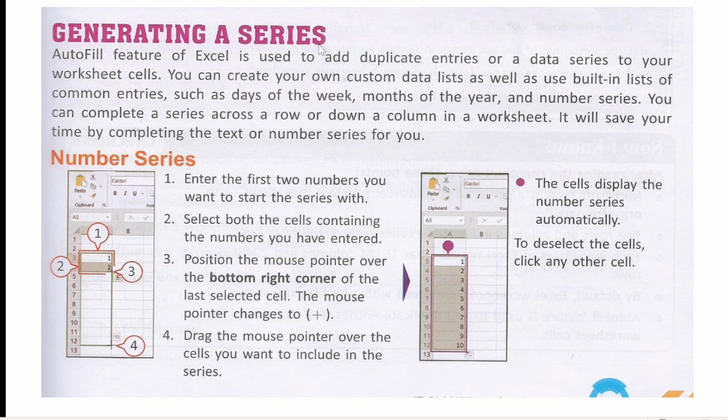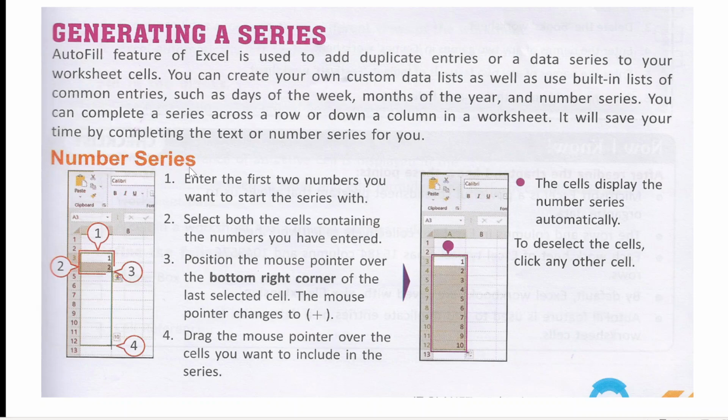Now how to generate a series. Sometimes we simply need to give 1 2 3 4 as a sequence, or any kind of sequence. You can generate it automatically. That's the autofill feature. The autofill feature of Excel is used to add duplicate entries or a data series to your worksheet cells. You can create your own custom data list as well as use built-in lists of common entries such as days of the week, months of the year and number series. You can complete a series across a row or down a column in a worksheet. It will save your time by completing the text or number series for you.